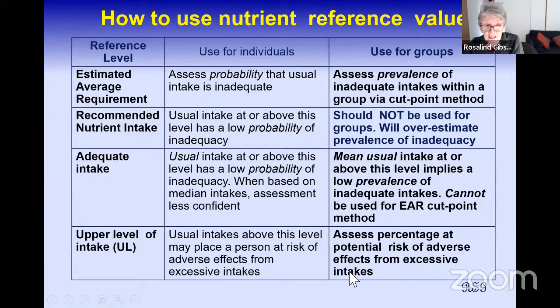If you're interested in assessing the prevalence of intakes above the upper level of intake, then you should choose some nutrient reference values that give you upper level of intake values, and then you apply the upper level of intake as your cutoff to assess the percentage at potential risk of adverse effects from excessive intakes.